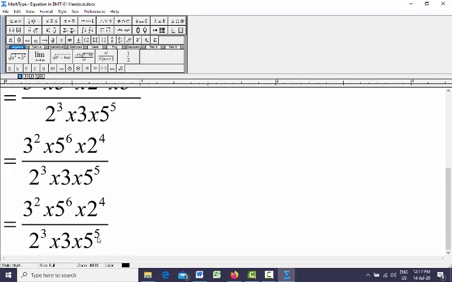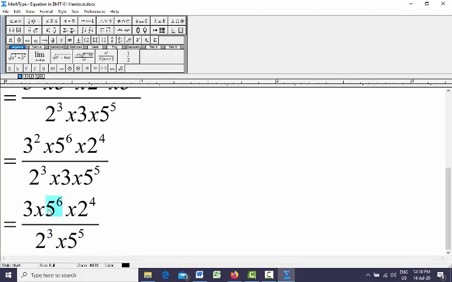So as you can see now here, we have 3 square here. That means 3 multiplied by 3. And here we have only one 3. So that means if you apply the process of cancellation with this one and this one, we will have only 3 in the numerator, right? So this one will be cancelled out, right? So now we will do this one.